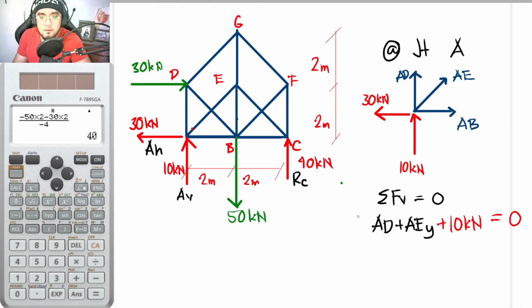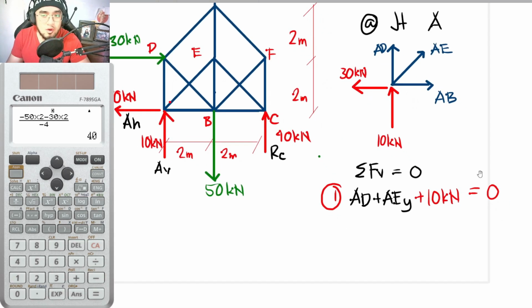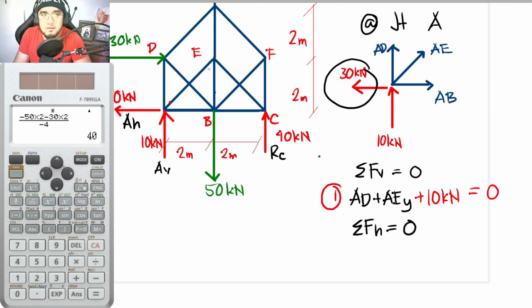Since we still have one equation and we have two unknowns, we must write another equation to satisfy the two equations and two unknowns requirement. So with that, let us now formulate our second equation. So the summation of forces horizontal must be equal to 0. So what are the horizontal forces here? So we have this negative 30 kilonewtons.